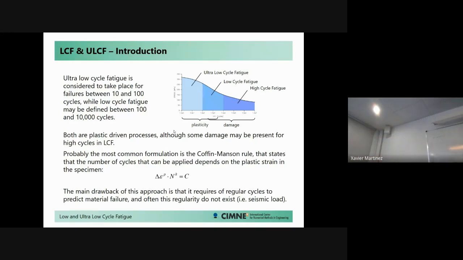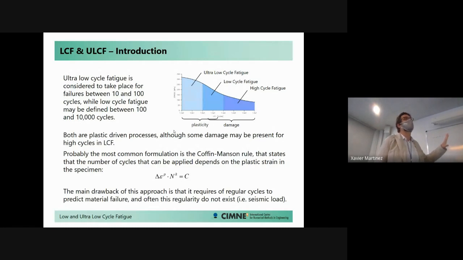Again, I'm showing you a previous graph, stating that ultra low cycle fatigue usually takes place for failure below 100 cycles. If you want to think about ultra low cycle fatigue, I'm pretty sure you have already used it in your normal life. If you have a metal wire and you want to break it, you twist it against itself. And usually just doing 10, 15 twists, it breaks. You're taking this wire to plasticity and you're repeating this plastic phenomenon 10, 15 times until it breaks. That's ultra low cycle fatigue.